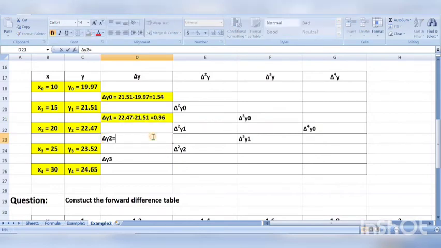Similarly, now we will find delta y2 is y3 minus y2. So what is y3? Y3 is 23.52 minus 22.47 and the answer is 1.05. So here we got delta y2. Next we'll find delta y3, that is y4 minus y3. So obtain it. So this is equal to 24.65.